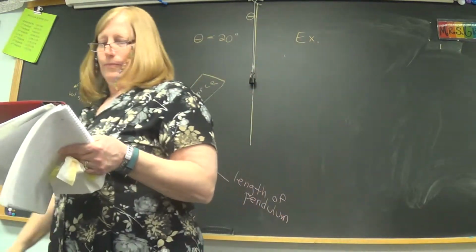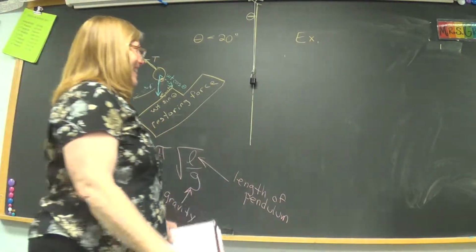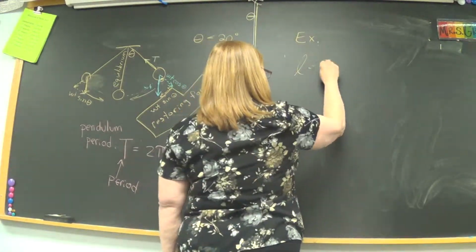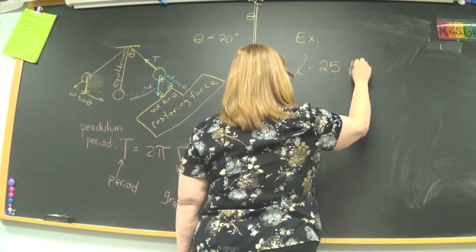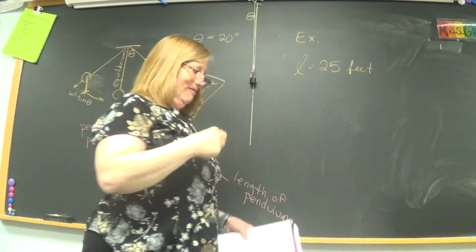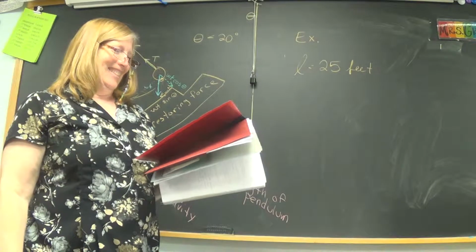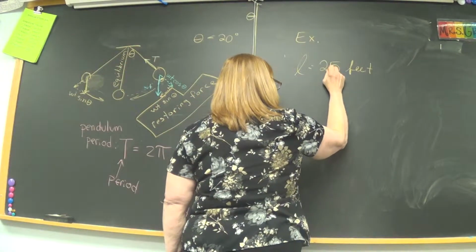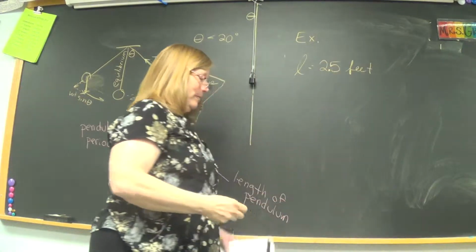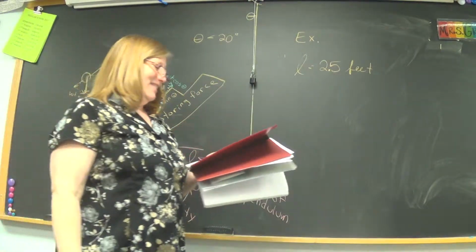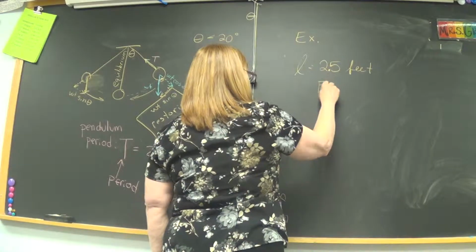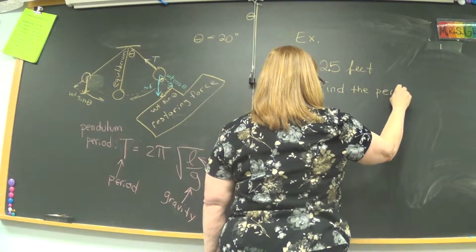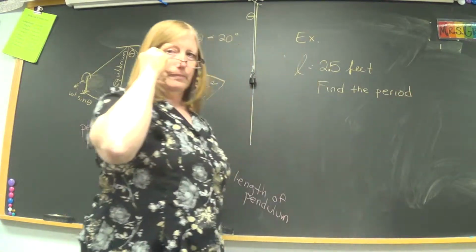Example. The length of the pendulum equals 2.5 feet. Oops, sorry, it's 2.5 feet. Find the period.